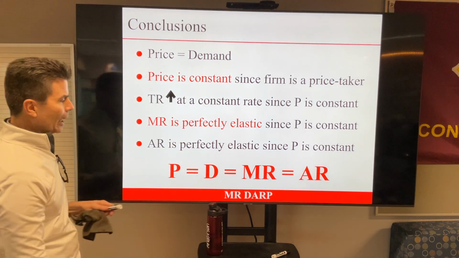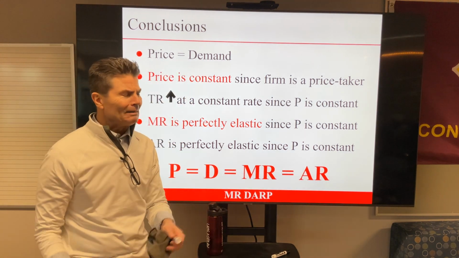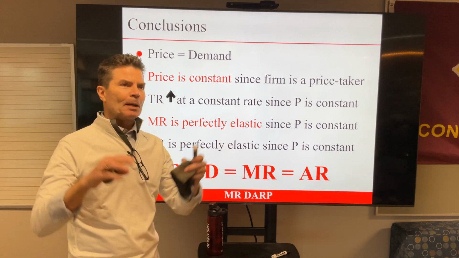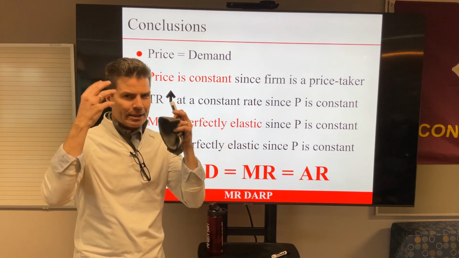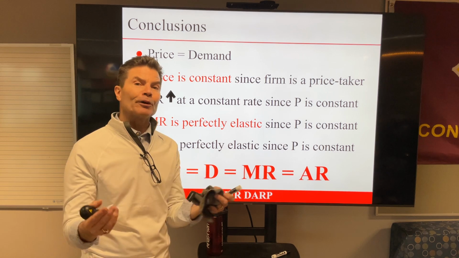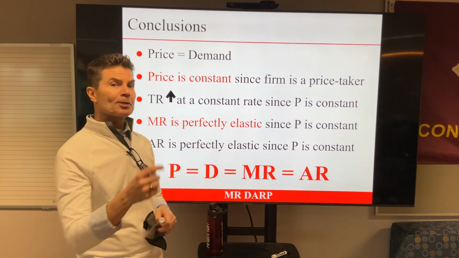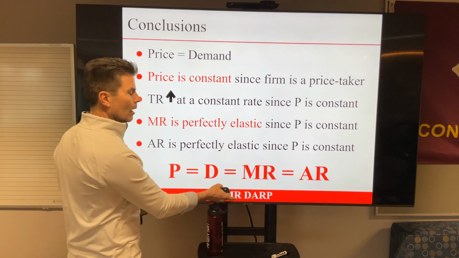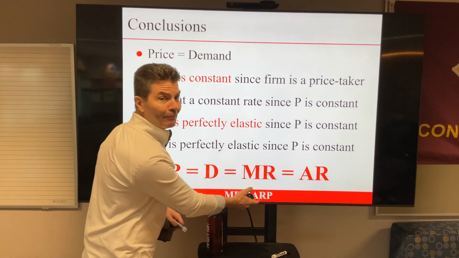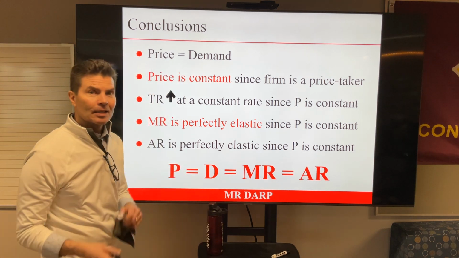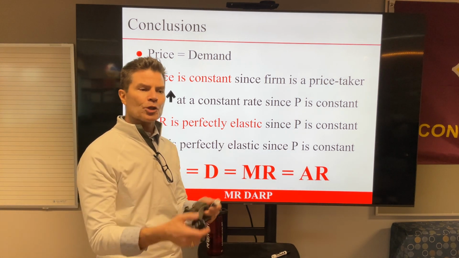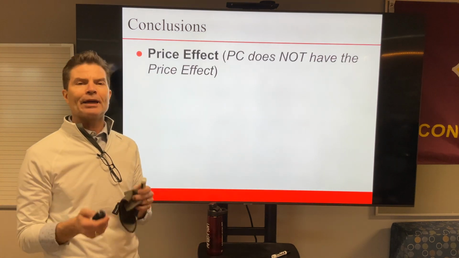And you can see at the very bottom there's something called Mr. DARP. This is a weird thing. There are some people out there that use this as a memory tool to remember the relationship between those four things in perfect competition. If you think about Mr. DARP, it's the MR, the demand, the average revenue, and price. Mr. DARP is the relationship between those four things.